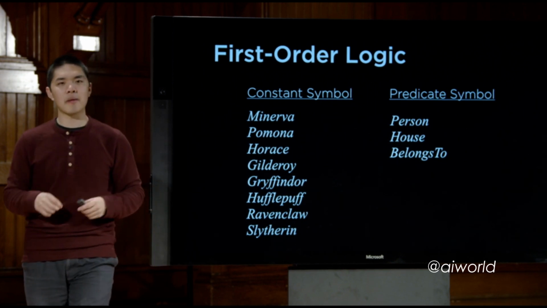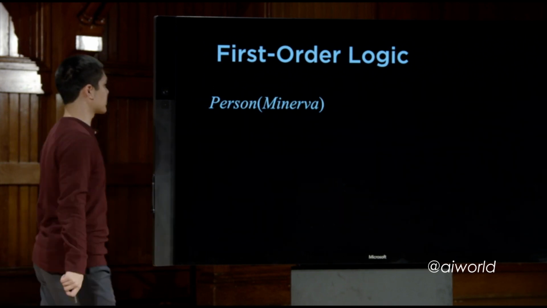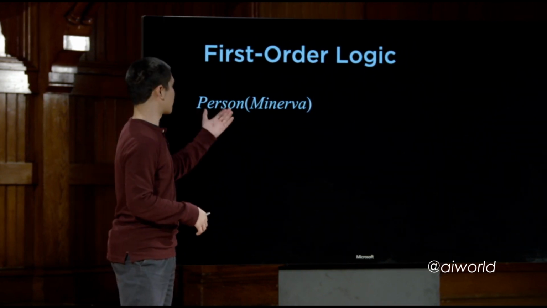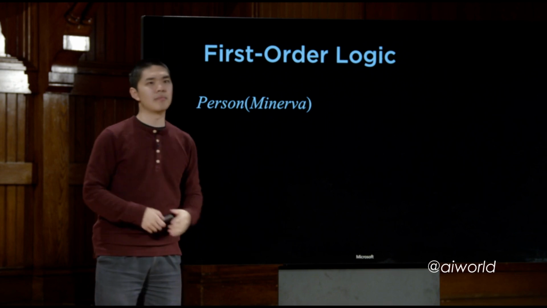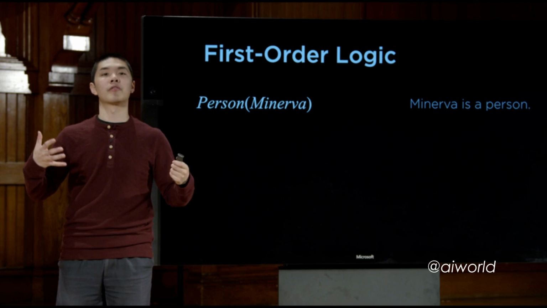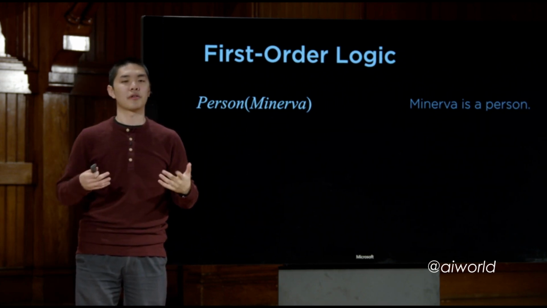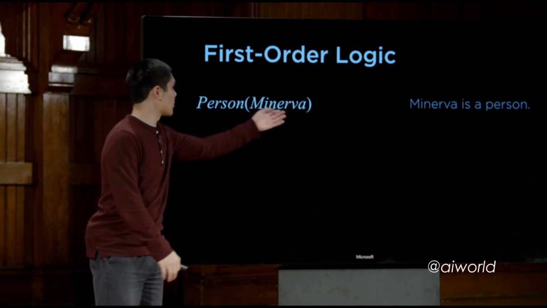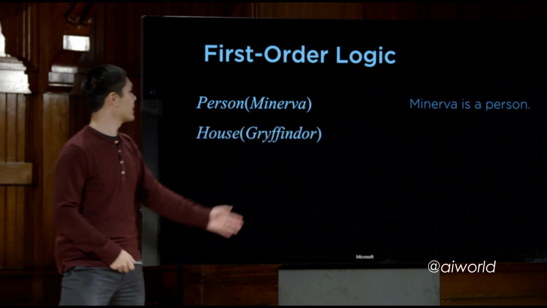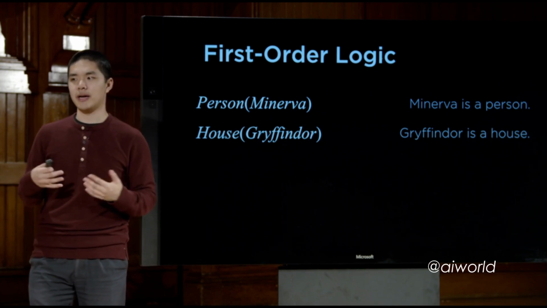So let's take a look at some examples of what a sentence in first-order logic might actually look like. A sentence might look like something like this: person(Minerva), with Minerva in parentheses, and person being a predicate symbol, Minerva being a constant symbol. This sentence in first-order logic effectively means Minerva is a person, or the person property applies to the Minerva object. So if I want to say something like Minerva is a person, here is how I express that idea using first-order logic. Meanwhile, I can say something like house(Gryffindor) to likewise express the idea that Gryffindor is a house. I can do that this way.